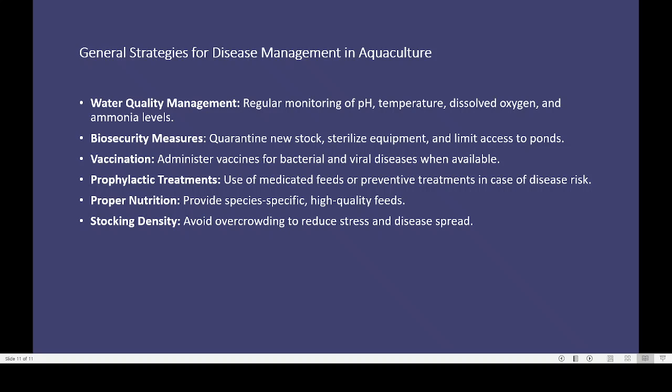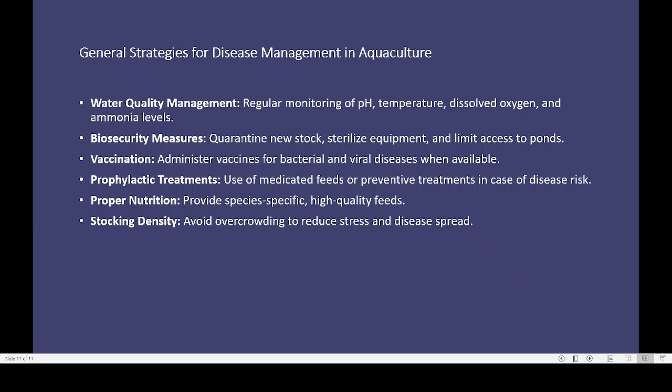For example, if there is an aquarium in your house and you buy a new fish and put it into the aquarium, most of the time you may have observed that old fish are dying immediately, and this is because of the introduction of virus or diseases from the new fish. So this is known as quarantining new stock. Then vaccination: administer vaccines for bacterial and viral diseases when available. That is something that we can do.